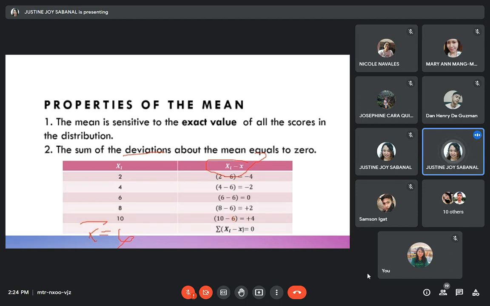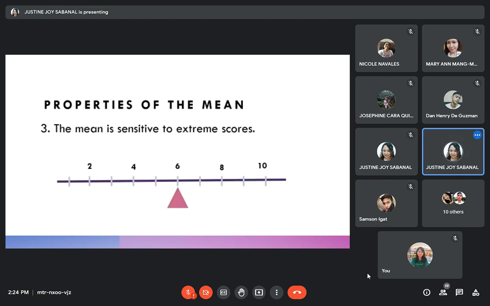Yung last property naman po ng mean ay, ang mean daw po ay sensitive sa extreme scores. So pag sinasabi kasi natin extreme score, patungkol po yan sa isang value, isa o higit pa na mga value na makikita natin in comparison doon sa general information na natin na sobrang laki or sobrang liit niya. So kung dito sa ating 2, 4, 6, 8, 10, ang ginawa ko dito, tinanggal natin kunwari si 10, so wala yan. Tapos palitan natin siya ng 500.